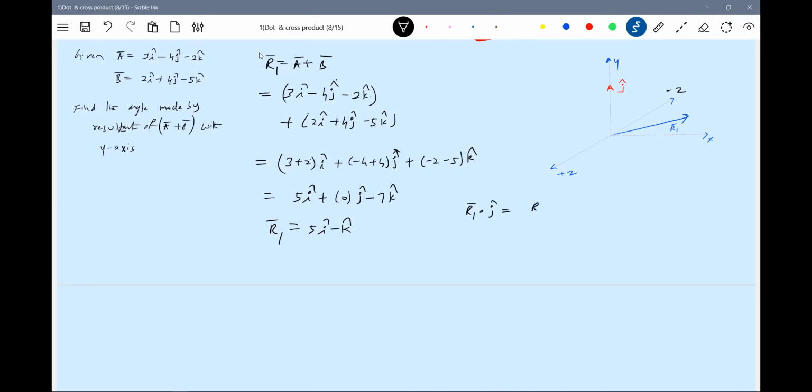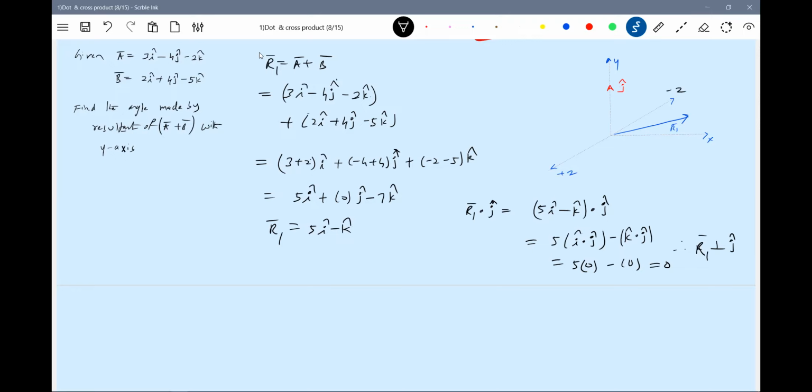dot j cap. So this will become the R1 magnitude, which is equal to 5 i cap minus 7 k cap dot j cap. 5 i dot j minus 7 k dot j. So i dot j is 0, k dot j will be 0. It'll be 0. So what do you mean by that? Therefore, R1 bar is perpendicular to j cap, or R1 bar is perpendicular to y axis.